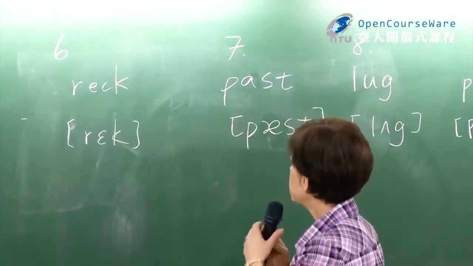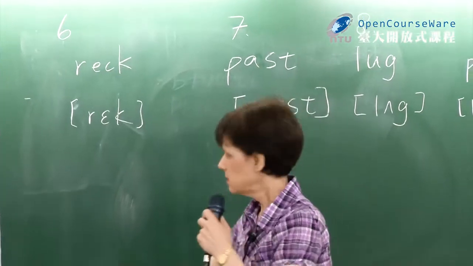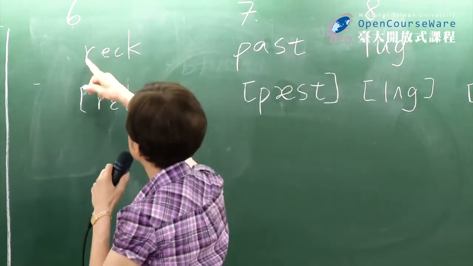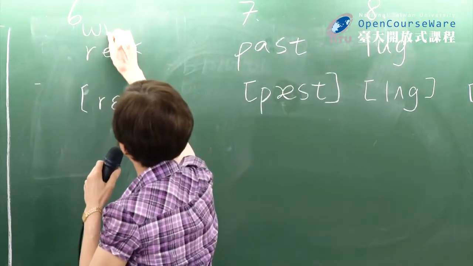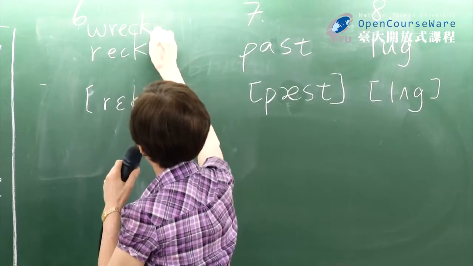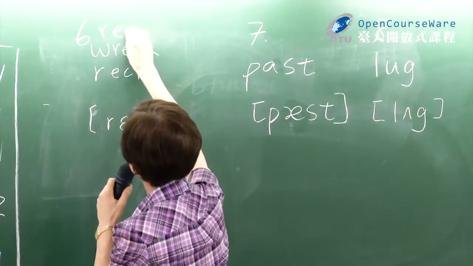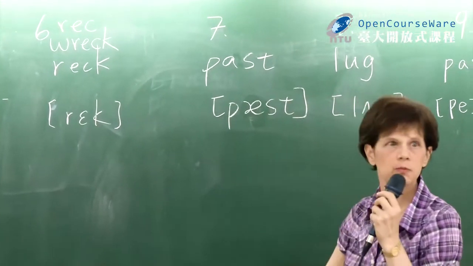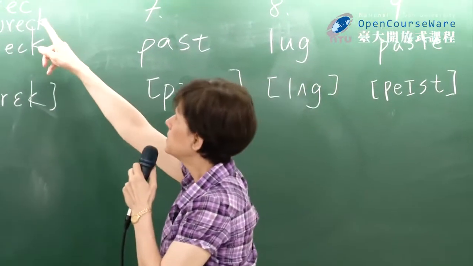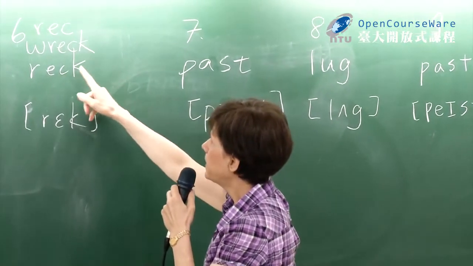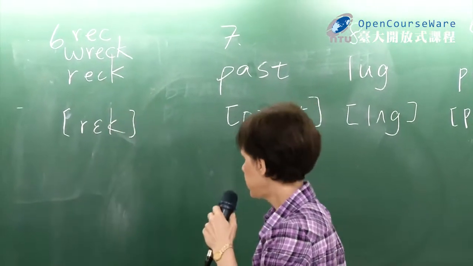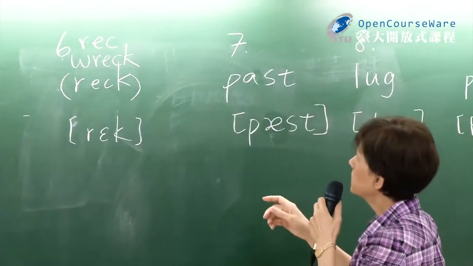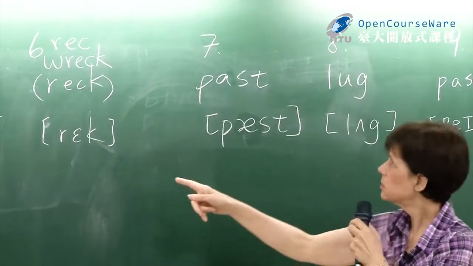6, rec, I will accept. This is not really a word, but it's okay because it's plausible. If it were a word, we would call it rec. So this is okay even though it's not a word. It should be W-R-E-C-K or R-E-C, which is short for recreation. Right, the rec room is the recreation room. So R-E-C, W-R-E-C-K. I will also accept R-E-C-K. I'll put it in parentheses. It's not a word that I know of, but it's good enough. And R-E-C is good. Correct.